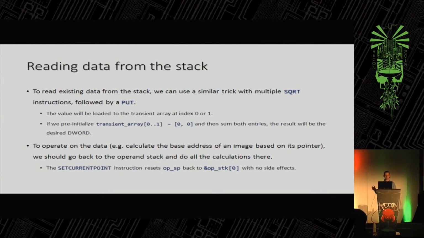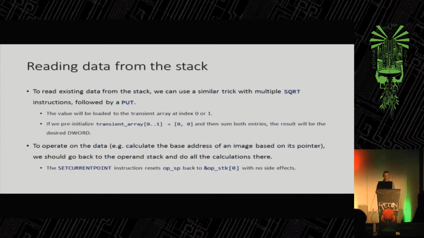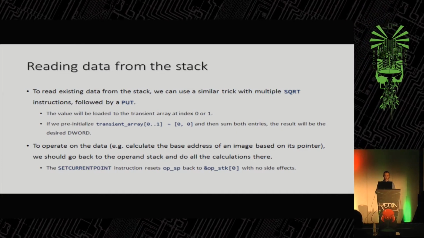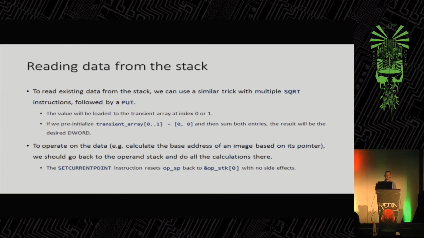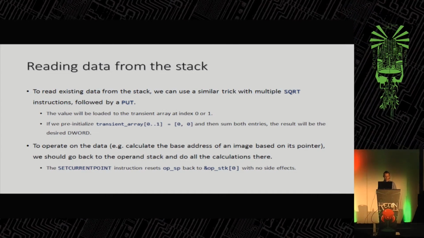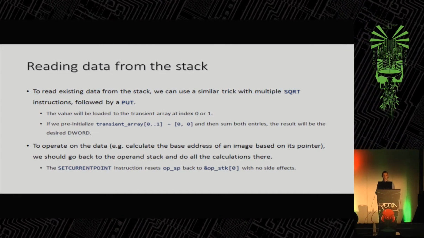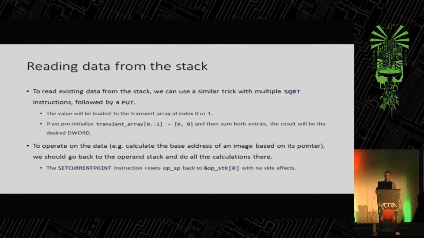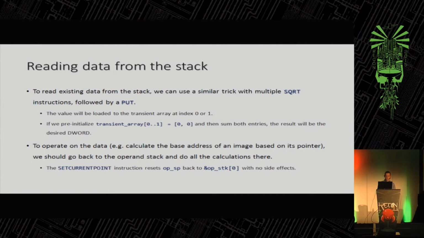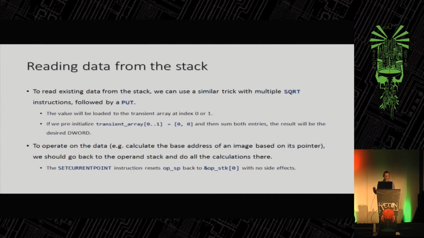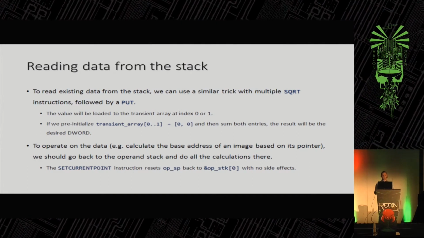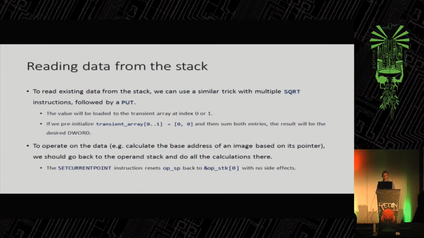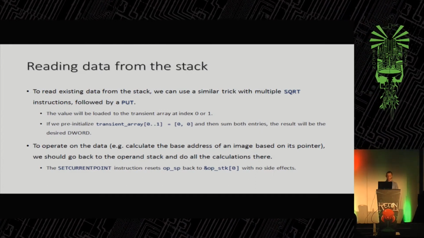So the other thing that we would want in order to create a full ROP chain is to read existing data from the stack, because we cannot really create a ROP chain just based on inserting constants. So we have to perform some operations based on existing data from the stack, for example, to calculate the addresses of ROP gadgets. So we can use a similar trick. We can just use the square root instruction to also get a 0 or 1, and then use the put instruction to put the value which is before the 0 or the 1 into the transient array. And then if we pre-initialize the first 2 entries of the transient array to zeros, and after we read the value, we sum both entries, we will basically end up with the value that we want.